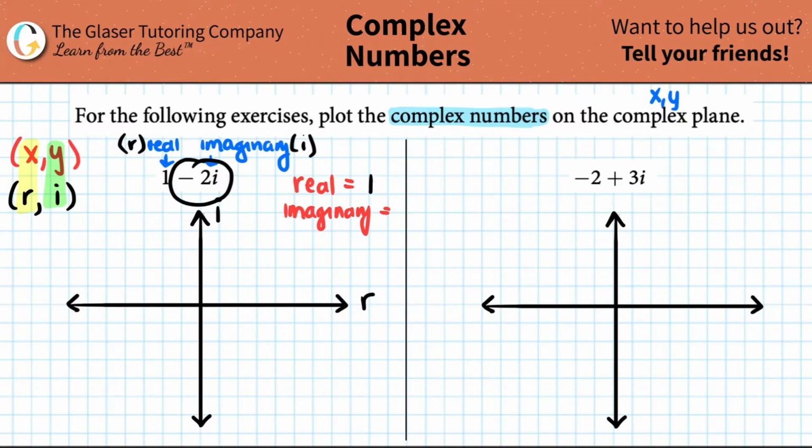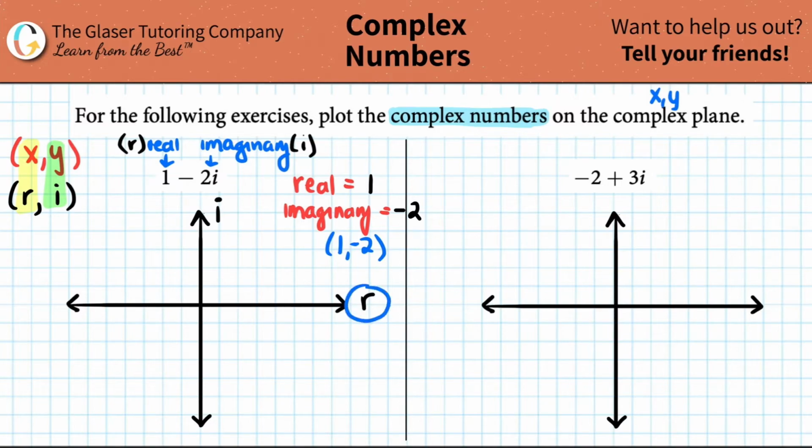What is my imaginary number? Well, here's the i. It's the number in front. There's definitely a 2 here. But now is the 2 a negative or a positive? It's a negative. That minus sign tells you something. So my imaginary number was a -2. And that is my point. My point is 1, comma, -2. Real, comma, imaginary. Now I just got to go plot it.